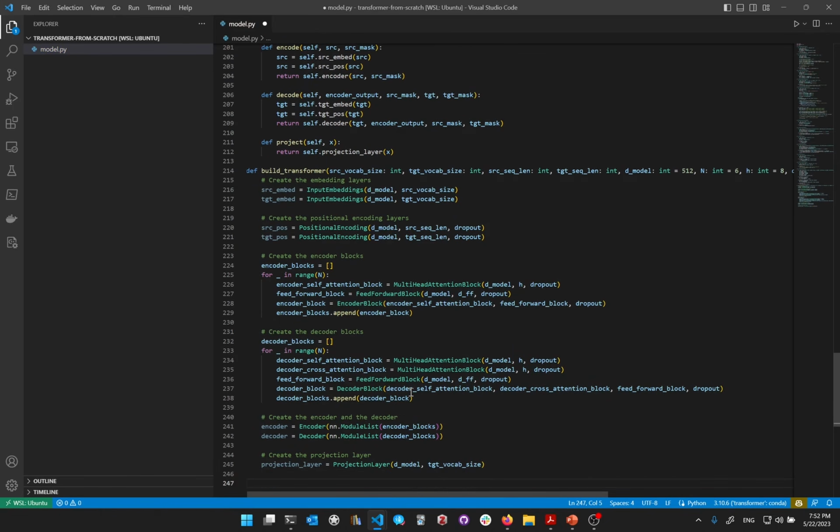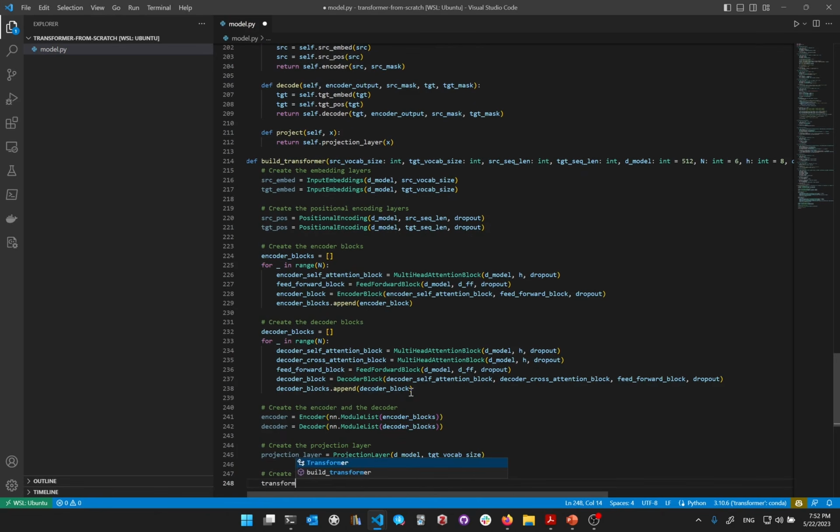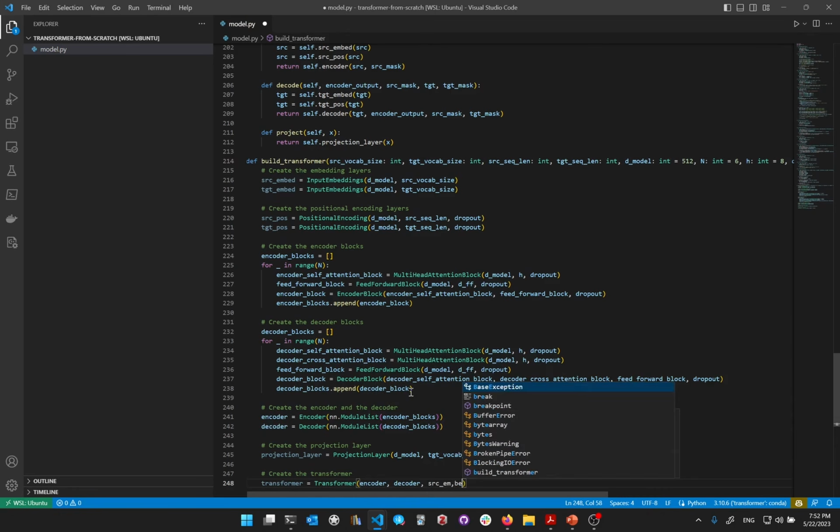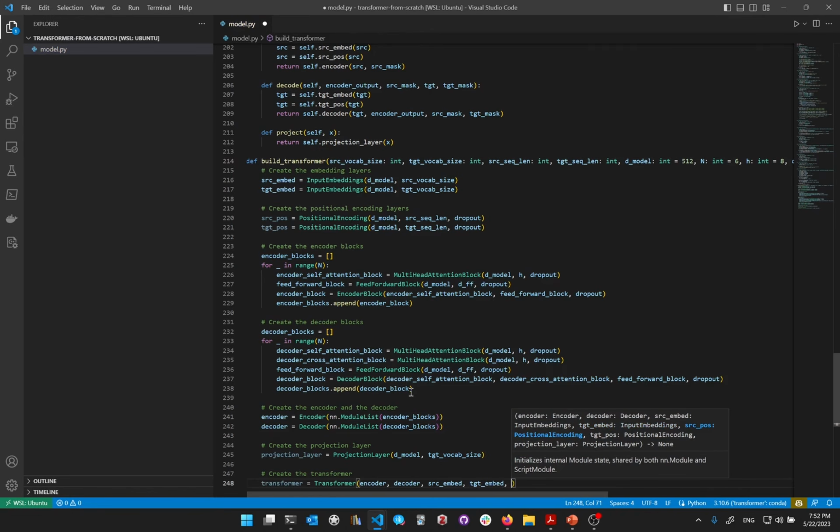And then we build the transformer. What does it need? It needs an encoder, a decoder, source embedding, target embedding, then source positional encoding, target positional encoding, and finally the projection layer.